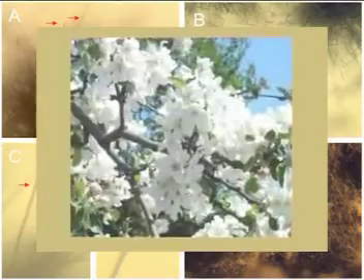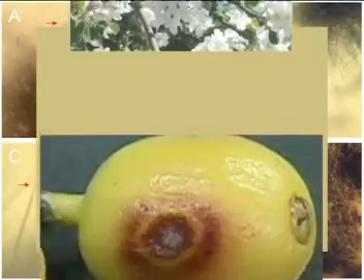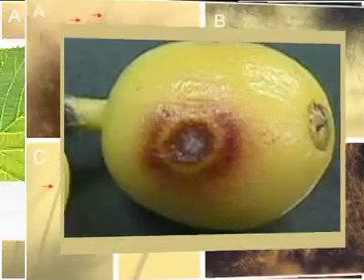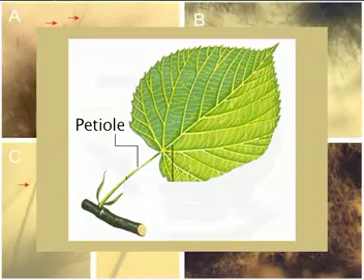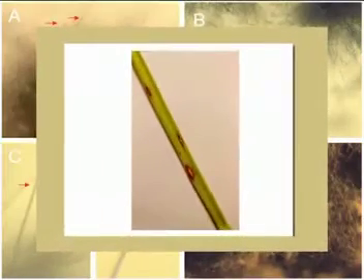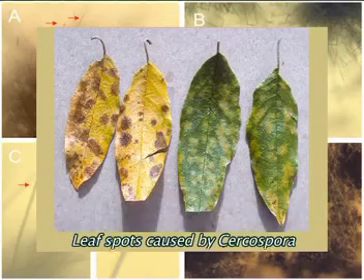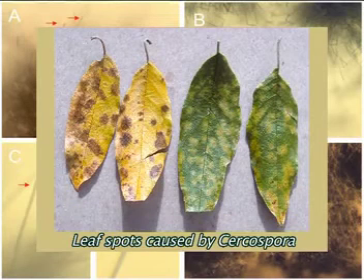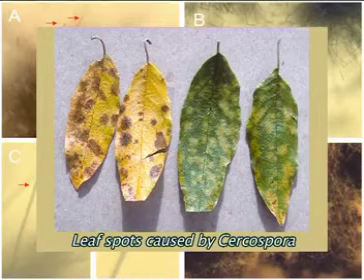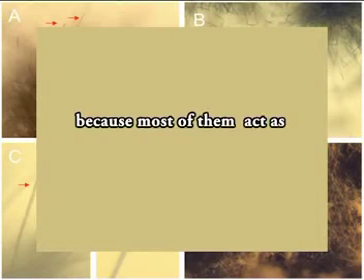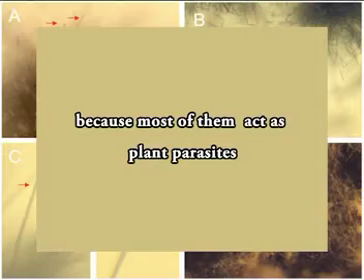Many species of Cercospora also affect the blossoms, fruits, succulent petioles, and young stem. Spots may turn the entire leaf yellow or brown, after which it shrivels and dies. Species of Cercospora are economically very important because most of them act as plant parasites.